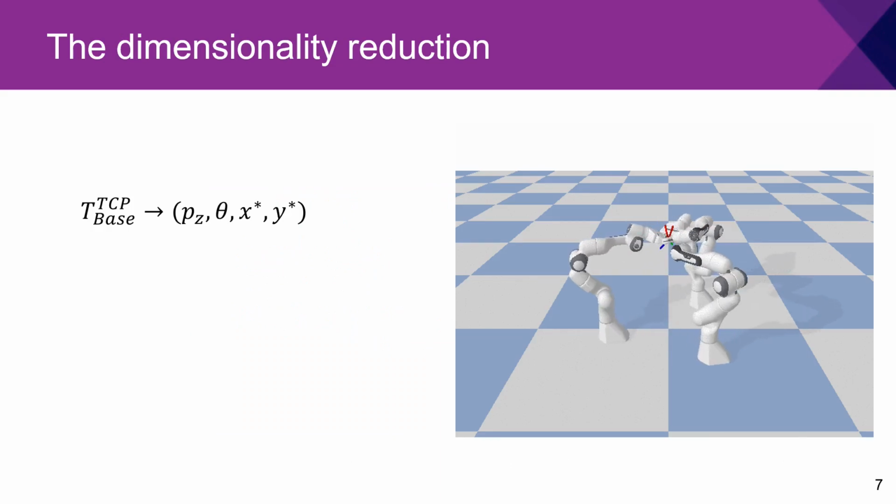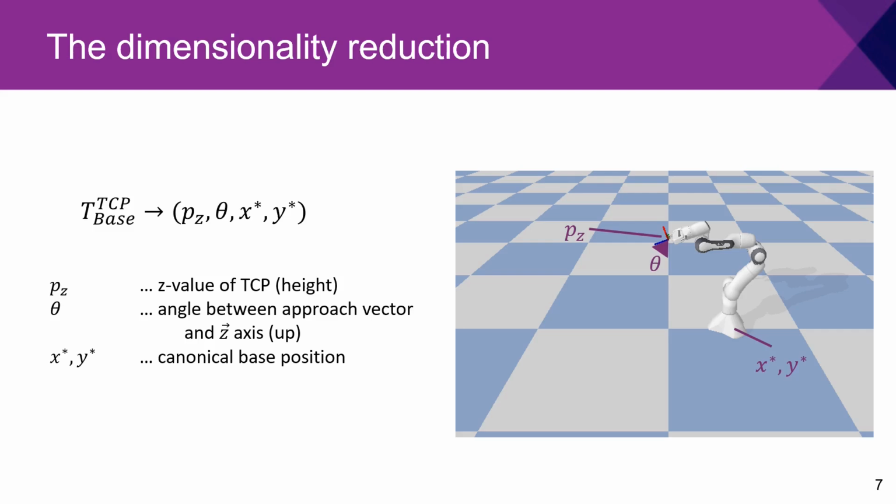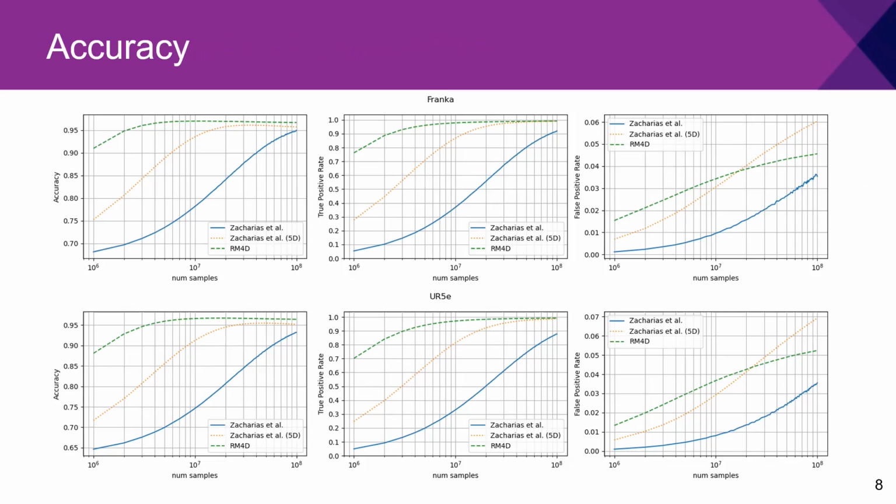As shown in the animation, we employ a canonical transformation to achieve the dimensionality reduction. We then store the z-value of the TCP, the angle between the approach vector and the z-axis, as well as the canonical base position in our map. This gives us the 4D structure. We can query it as forward map using the same transformation, and we can query it as inverse map by directly retrieving the canonical base positions for a given TCP pose.